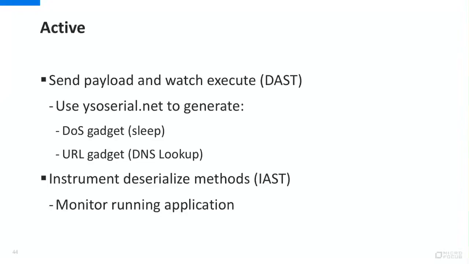IAST is another approach. I don't know if it's passive, active, or something in the middle, but I consider it active because you have to actually instrument your virtual machines, right? So you instrument the virtual machines, you monitor what is going on inside of the virtual machine, and then if some untrusted data gets into these deserialization methods, then we will report that. That's good for pre-production, but not for production.